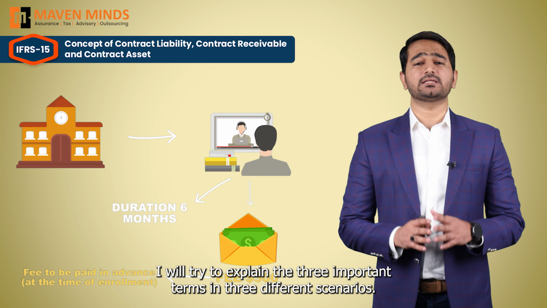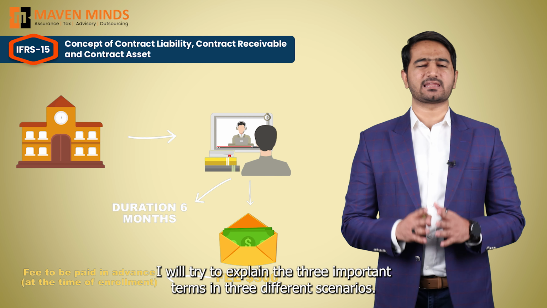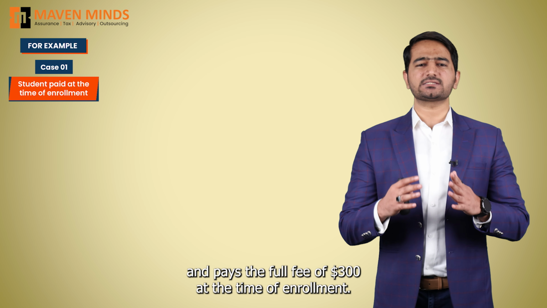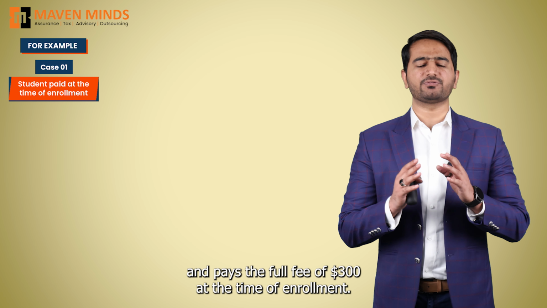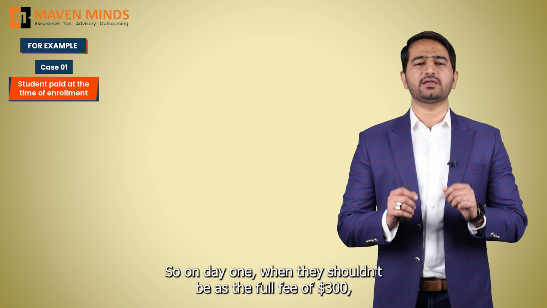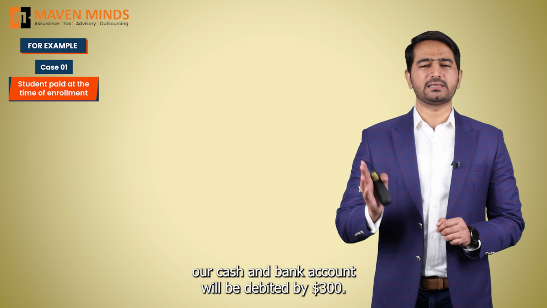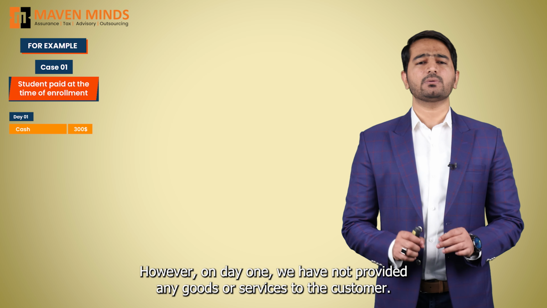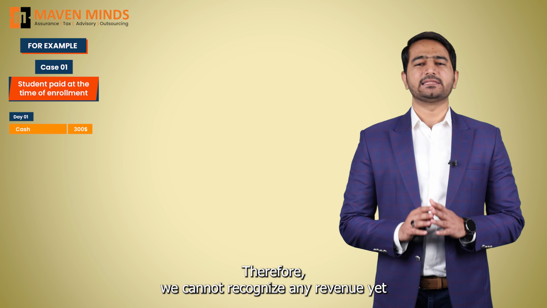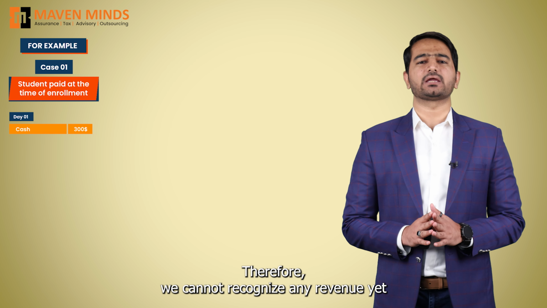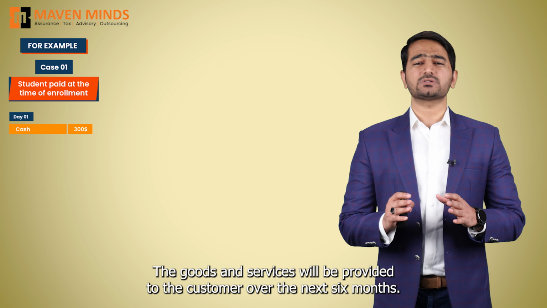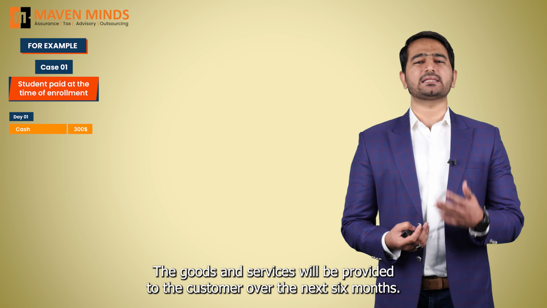Now I will try to explain the 3 important terms in 3 different scenarios. In the first scenario, a student comes and pays the full fee of $300 at the time of enrollment. So on day 1, when the student pays the full fee of $300, our cash and bank account will be debited by $300. However, on day 1, we have not provided any goods or services to the customer. Therefore, we cannot recognize any revenue yet because we have not delivered any goods and services to the customer. The goods and services will be provided to the customer over the next 6 months.